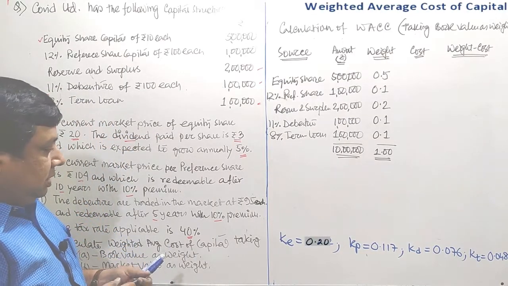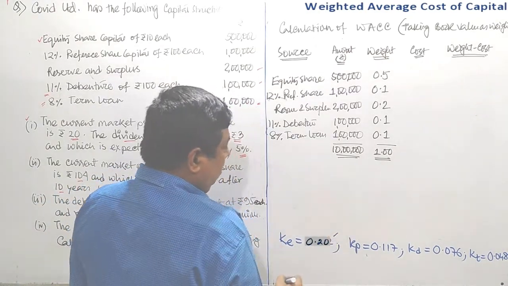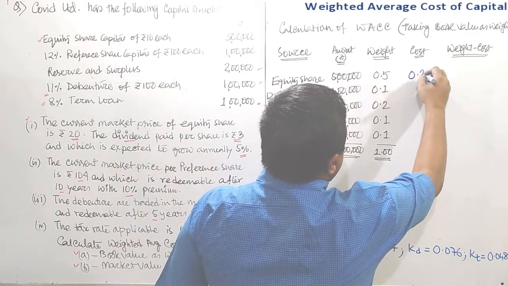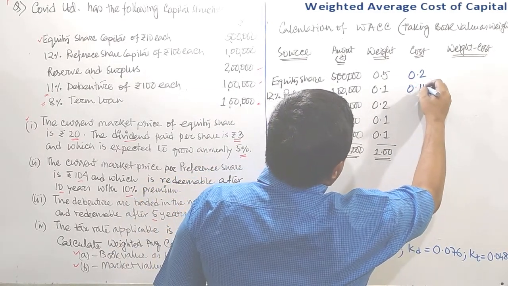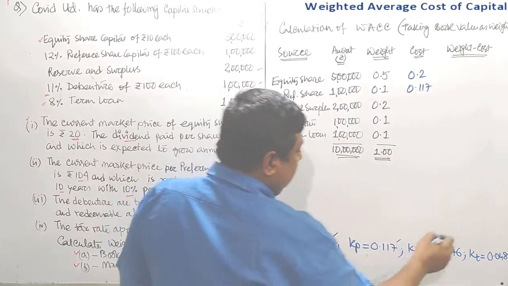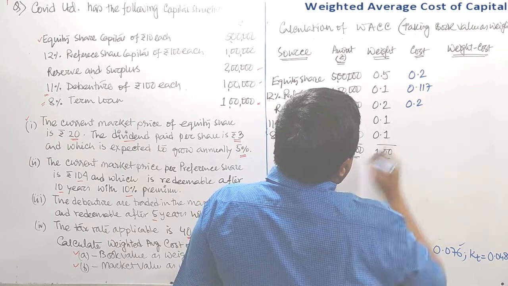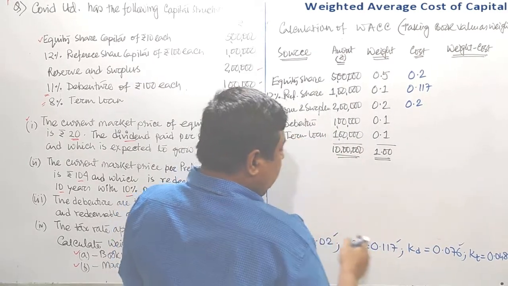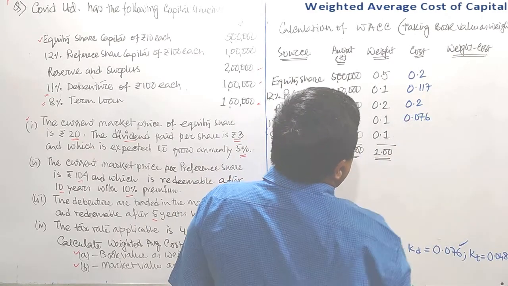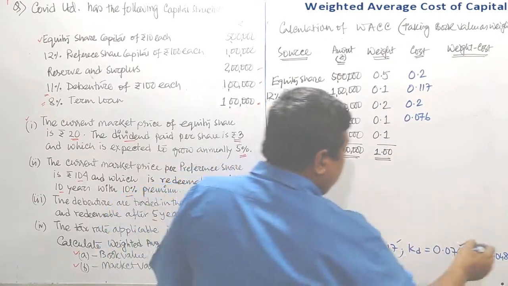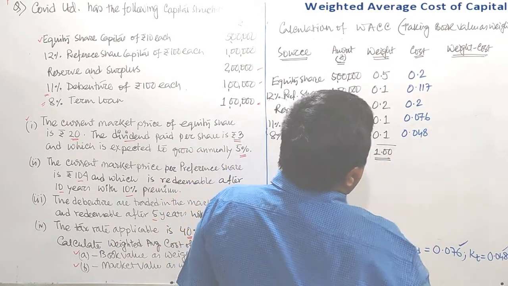Now the cost structure. Regarding cost, if you follow, it has already been counted. Our equity capital cost is 0.2. Our preference capital cost is 0.117 or 11.7%. The cost of reserve and surplus is the same as the cost of equity, 0.2. Our debenture cost is 0.076 or 7.6%. Our term loan cost is 0.048 or 4.8%.